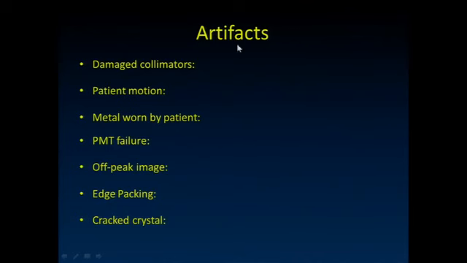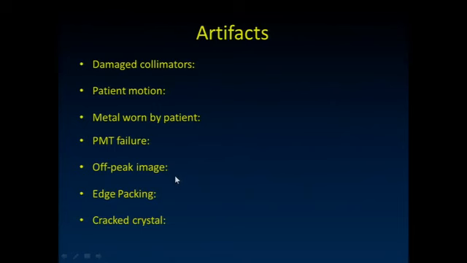There are a number of artifacts that we'll see in nuclear medicine. Damaged collimators, because you typically fold over the septa in the lead, end up looking like cold spots on the image. Patient motion, I think most of you have seen an example where it looks like the patient has two heads because they've changed the direction they were looking halfway through the scan. Metal worn by the patient attenuates the gamma rays escaping them. I've got an example there. Photomultiplier tube failures look like a cold spot.